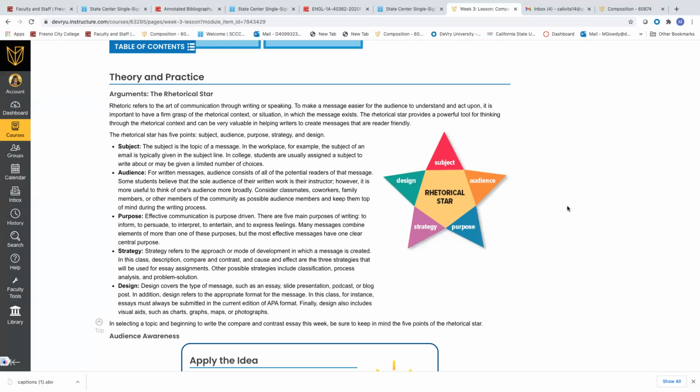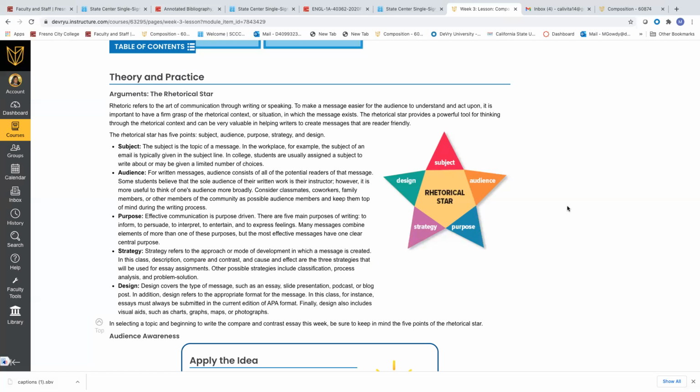So strategies. Strategies refer to the approach or mode of development in which a message is created. In this case, description, comparison and contrast, along with cause and effect, are the three strategies that will be used for essay assignments in this class. Of course, there are other strategies that include classification, process analysis, and problem solving. But for this class, we're only focusing on three. One we did already, that was your descriptive essay. Two, we're working on now, the compare and contrast. And the final essay will be a cause and effect.